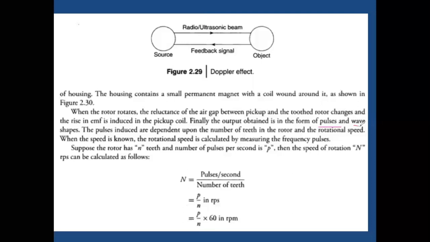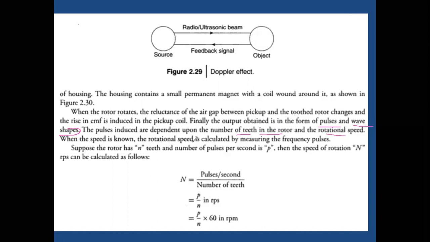Two forms, which produces the two forms. The output obtained is in the form of pulses and waves, wave shapes. The pulses which are induced are dependent upon the number of teeth in the rotor, and the rotational speed.